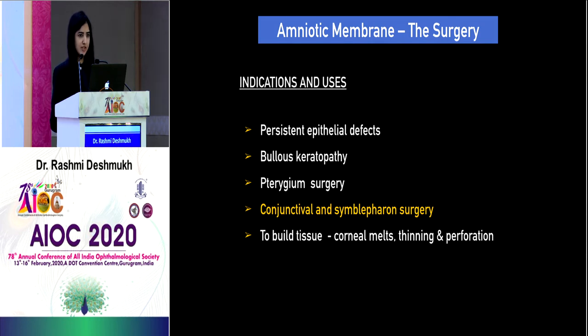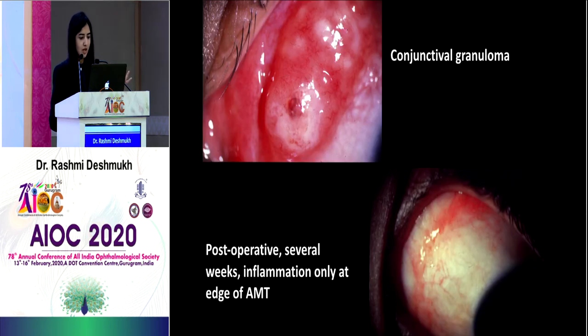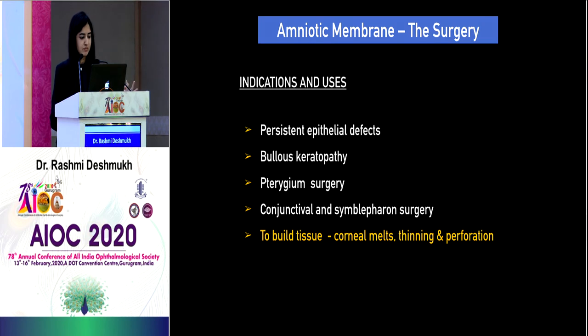In the case of ligneous blepharoconjunctivitis, we saw how the symblephara were released and amniotic membrane was used to cover the fornices. Even in cases of conjunctival granuloma, it can be used. In this picture, there is a conjunctival granuloma superotemporally in the fornicial area. And post-operatively, we can see that the inflammation is only at the edges of the amniotic membrane transplant and the rest of it is quiet and healed completely.